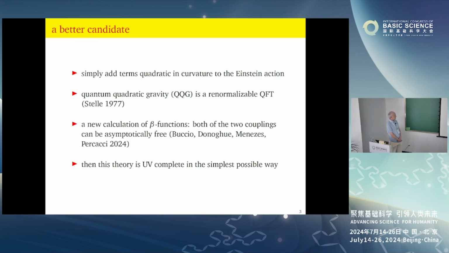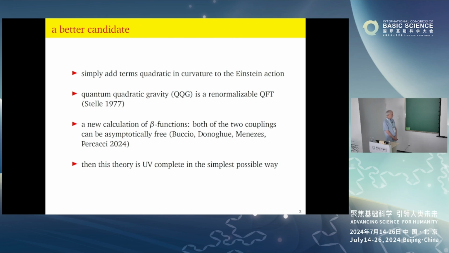But there is a better candidate, and all you have to do is add terms quadratic in the curvature to the Einstein action. There are two such terms, which brings in two coupling constants. And when I say add terms quadratic, I mean only terms quadratic. Don't add any higher power terms in the curvature. So such a theory could be called quantum quadratic gravity, and it was seen to be a renormalizable quantum field theory a long time ago.